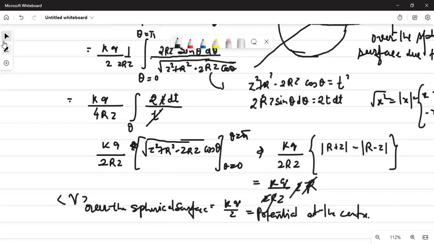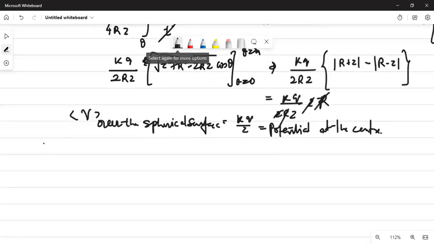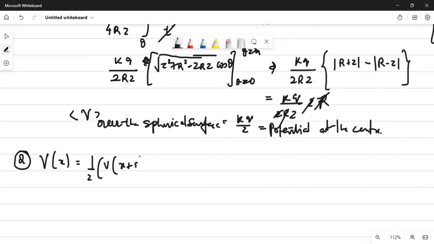Okay. Similar thing that I'm going to do here: the second property was that V(x,y) does not tolerate any local maximum or minimum, or V(x) does not tolerate any maximum or minimum. So for example, when I was doing the one dimension case, I was writing V(x) as 1 over 2 times V(x plus epsilon) plus V(x minus epsilon). And I was saying that, let's say if this is my x, here is my x minus epsilon, and here my x plus epsilon, V(x) does not tolerate any maximum or minimum.